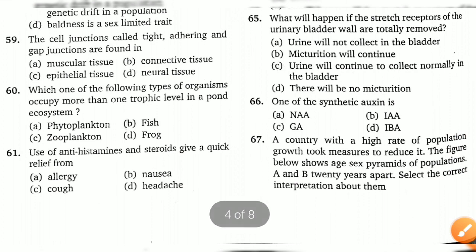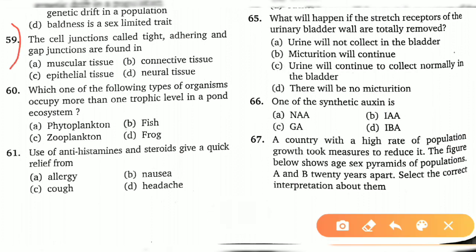Now, 59th question. The cell junctions called tight, adhering and gap junctions are found in the muscular tissue, connective tissue, epithelial tissue and neural tissue. So the answer is the epithelial tissue.